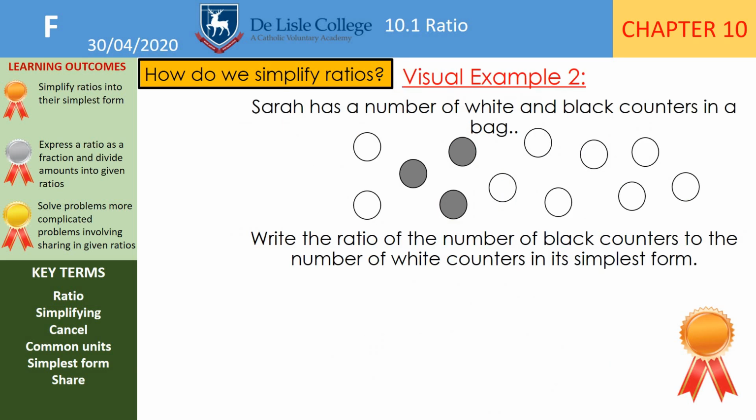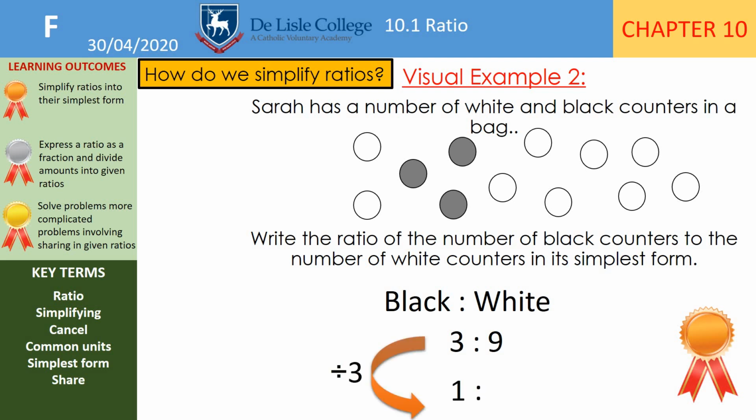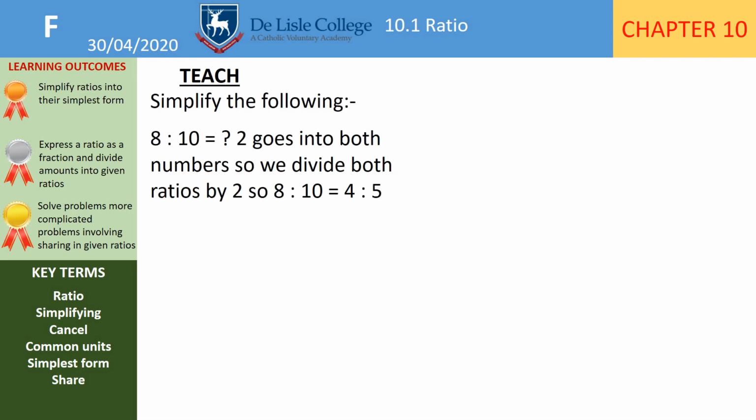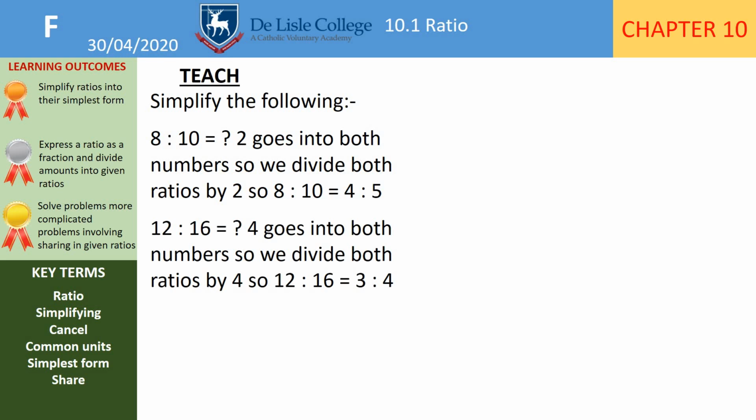Second example, Sarah has a number of white and black counters in a bag. So we've got 3 black counters, 9 white ones, so our ratio is 3 to 9. Both numbers are multiples of 3, so we end up with 1 to 3. Okay, so here's a few more examples. There are 4 of them. How would we simplify 8 to 10? 2 goes into both of them, so we divide them by 2 to get 4 to 5.